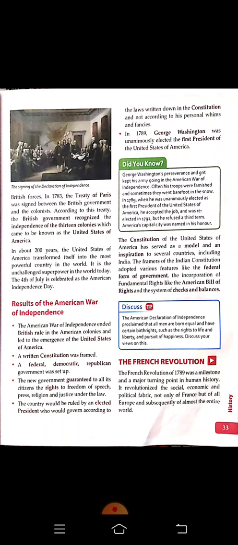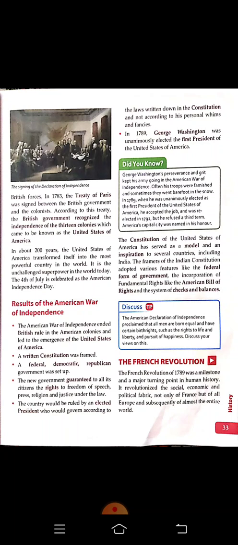In about 200 years, the United States of America transformed itself into the most powerful country in the world. It is the unchallenged supreme power in the world today. The 4th of July is celebrated as American Independence Day, a result of the American War of Independence.